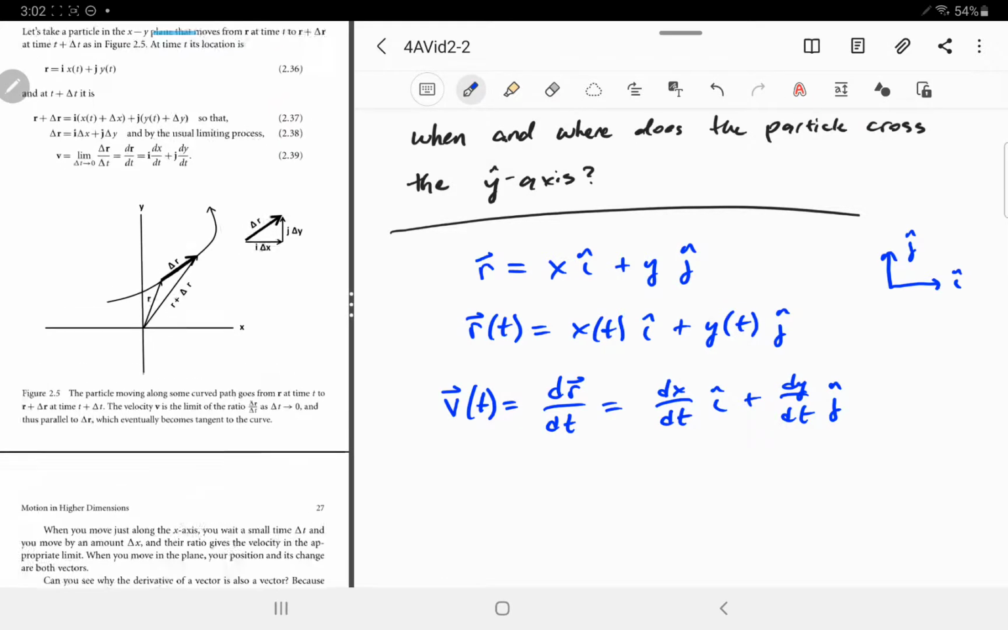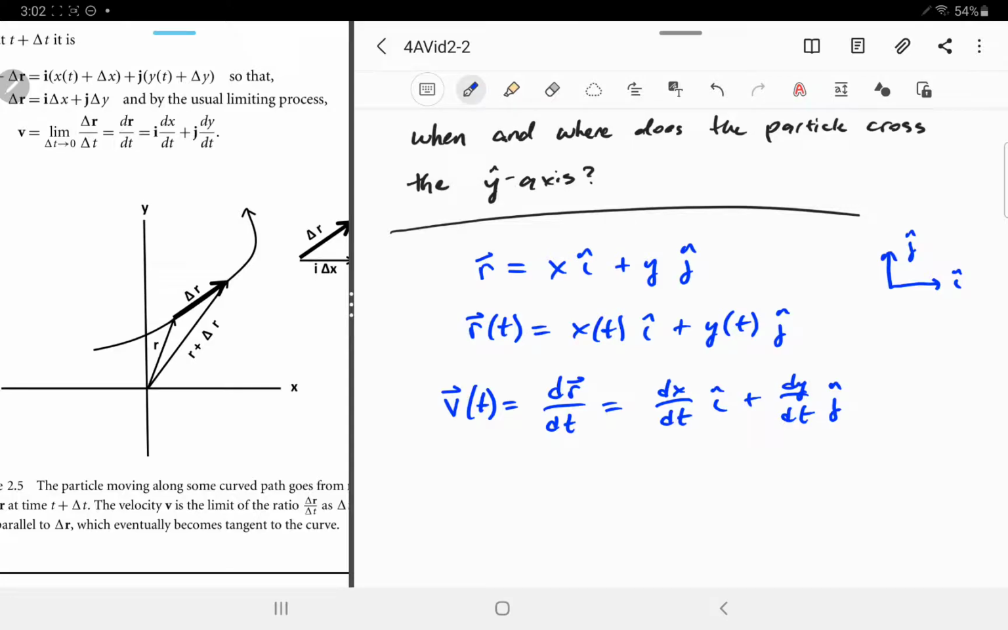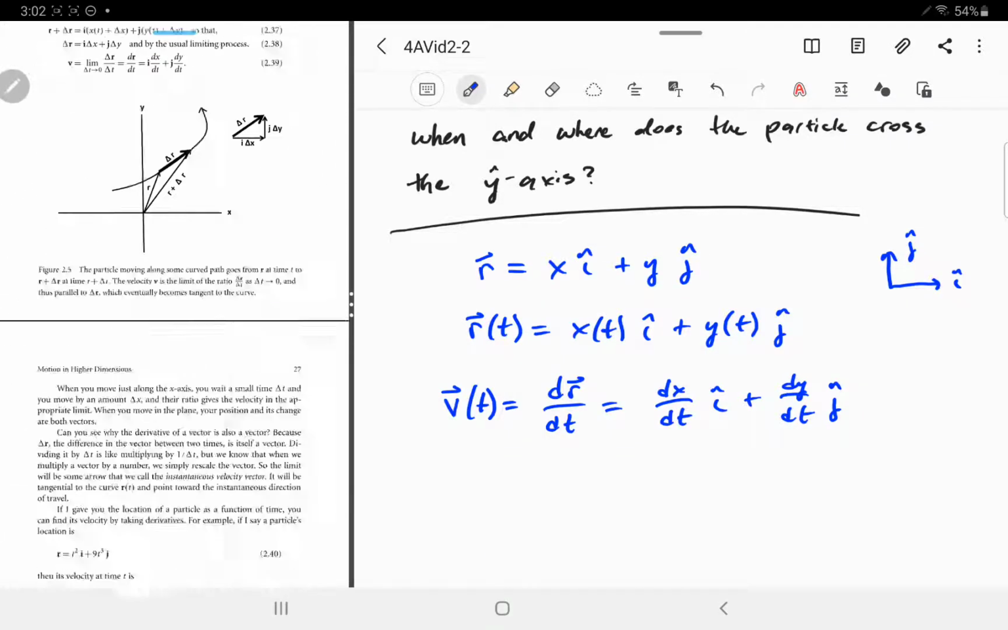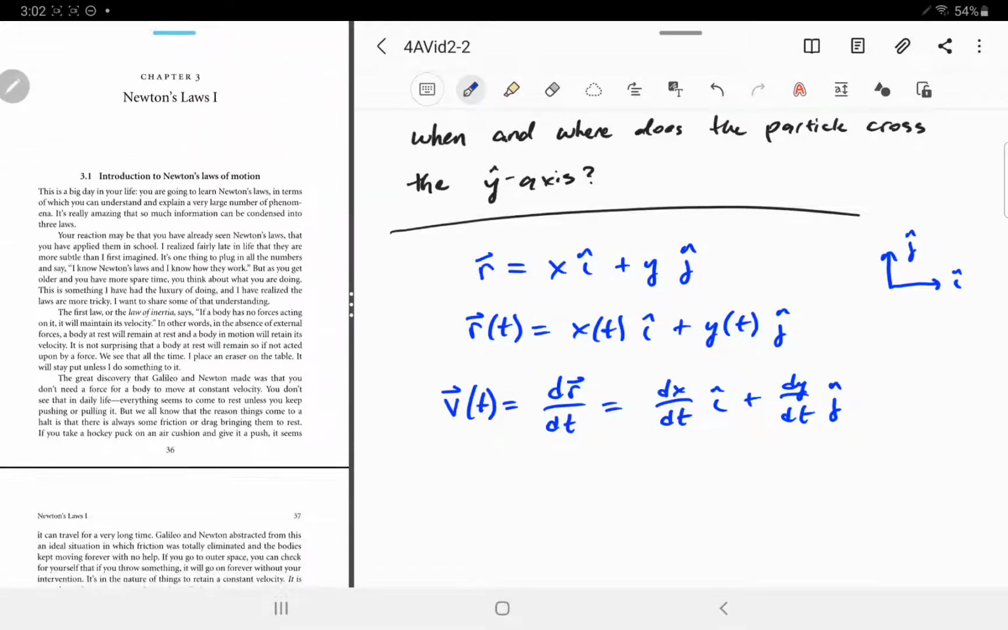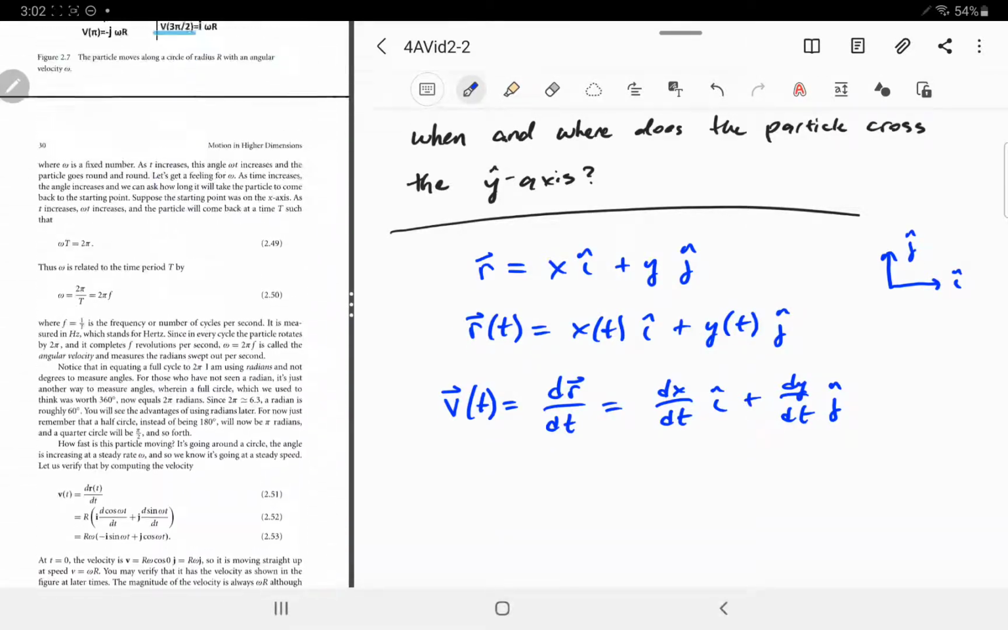So the particle will trace out some path in the xy plane, and the velocity is going to be tangent to that path, right? It's just the direction the particle is moving. And the faster the particle is moving, the bigger the magnitude of this velocity vector is.